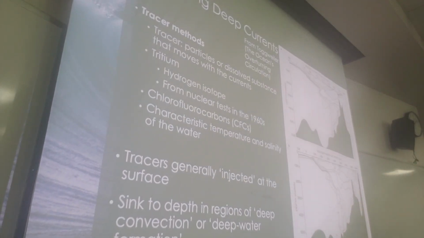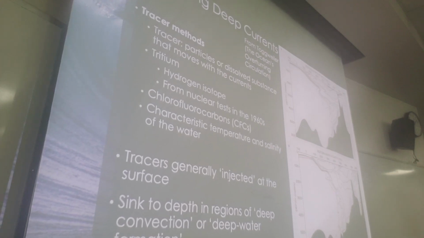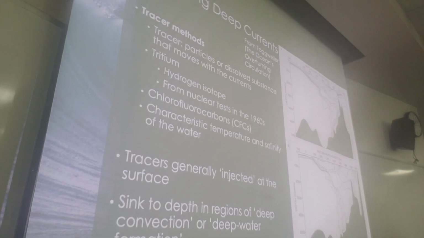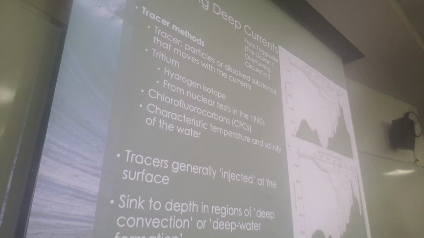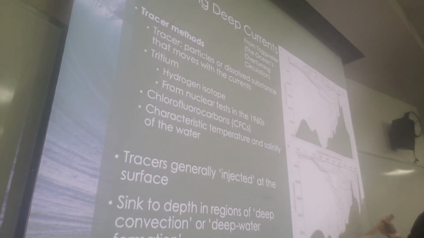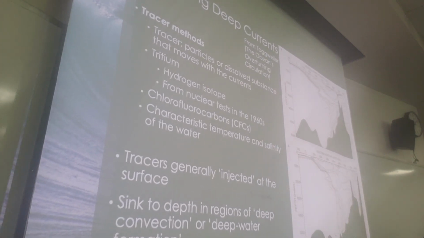Another way to measure subsurface currents is to look at what are called tracers. Tracers are any particle or substance that's dissolved in the water and moves with the flow of the water. Some famous examples are pollutants that we emit, like chlorofluorocarbons, CFCs, which are associated with the ozone hole. If you know that little bit of famous history, the Nobel Prize was given out for that.